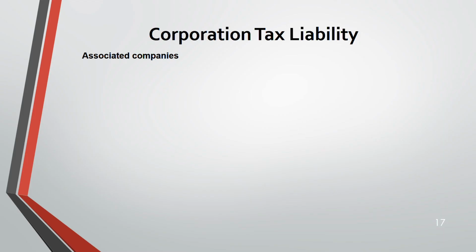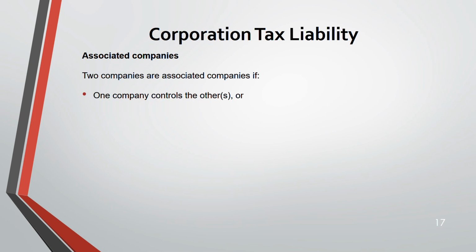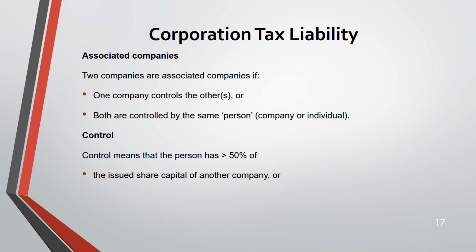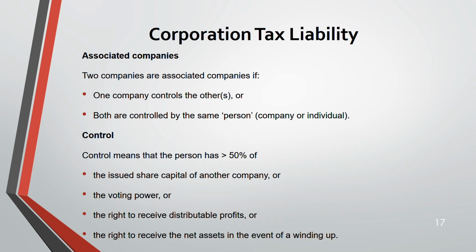Associated companies. What are associated companies? Two companies are associated if one company controls the other or both are controlled by the same person, which could be a company or an individual. Control means a person having more than 50% of the issued share capital of another company, or voting power, or the right to receive distributable profits, or the right to receive net assets in the event of a winding up.